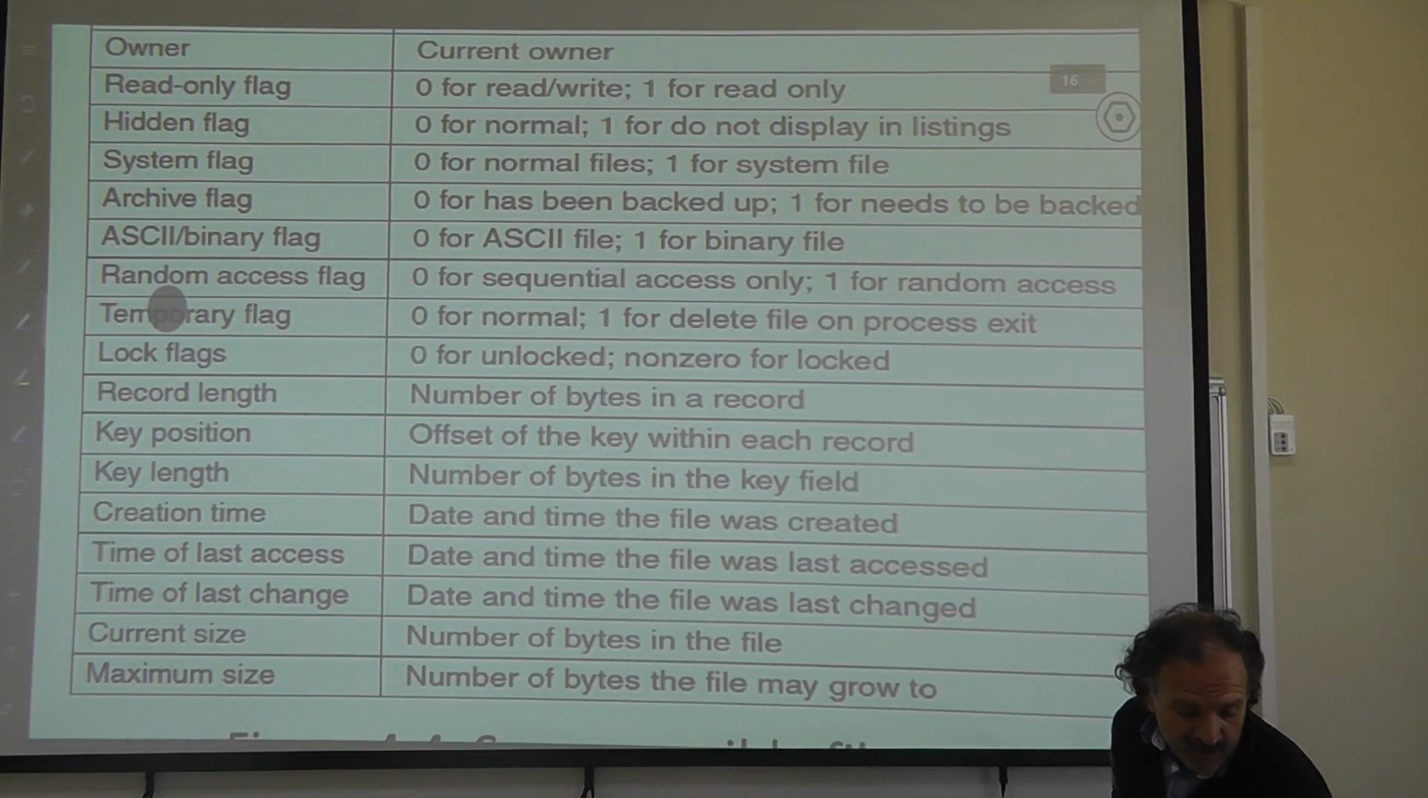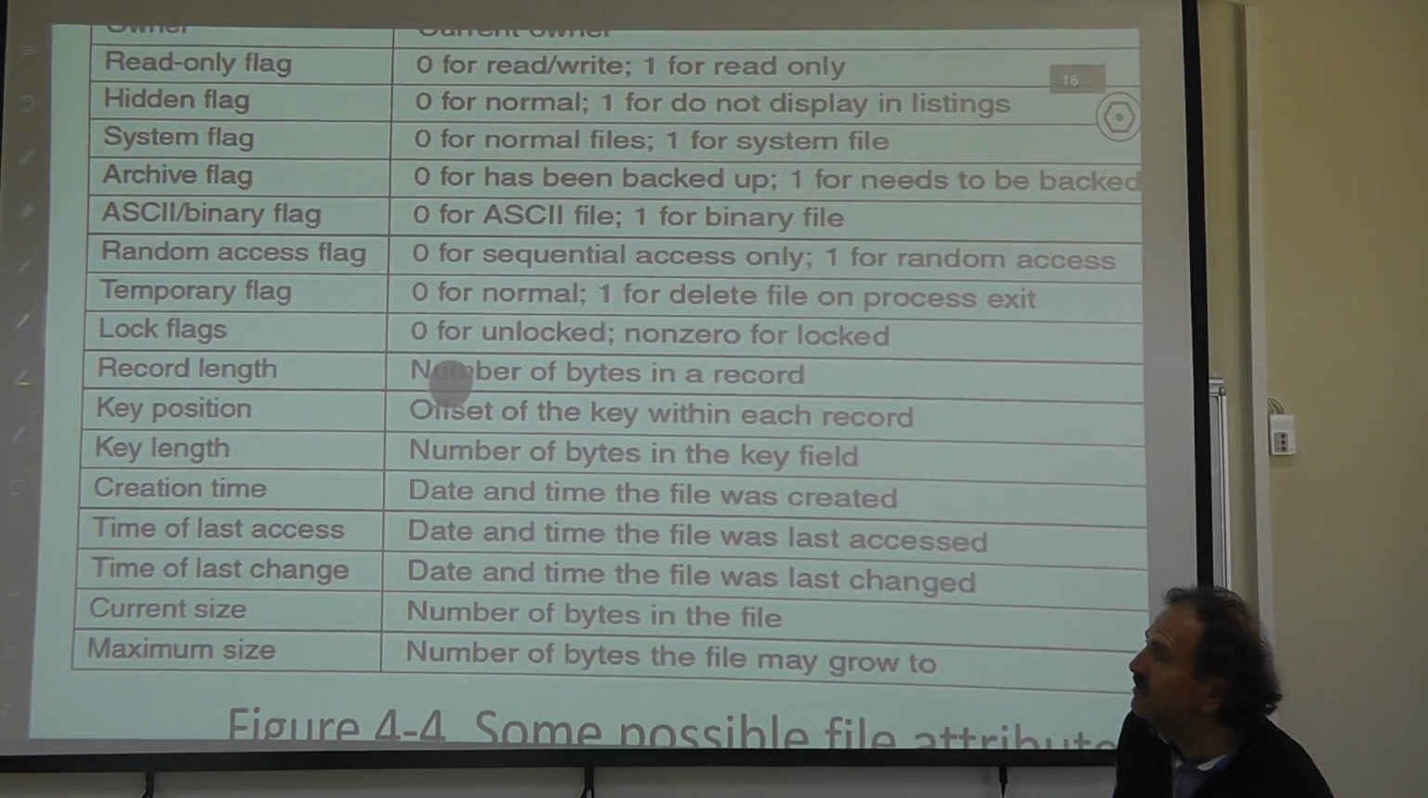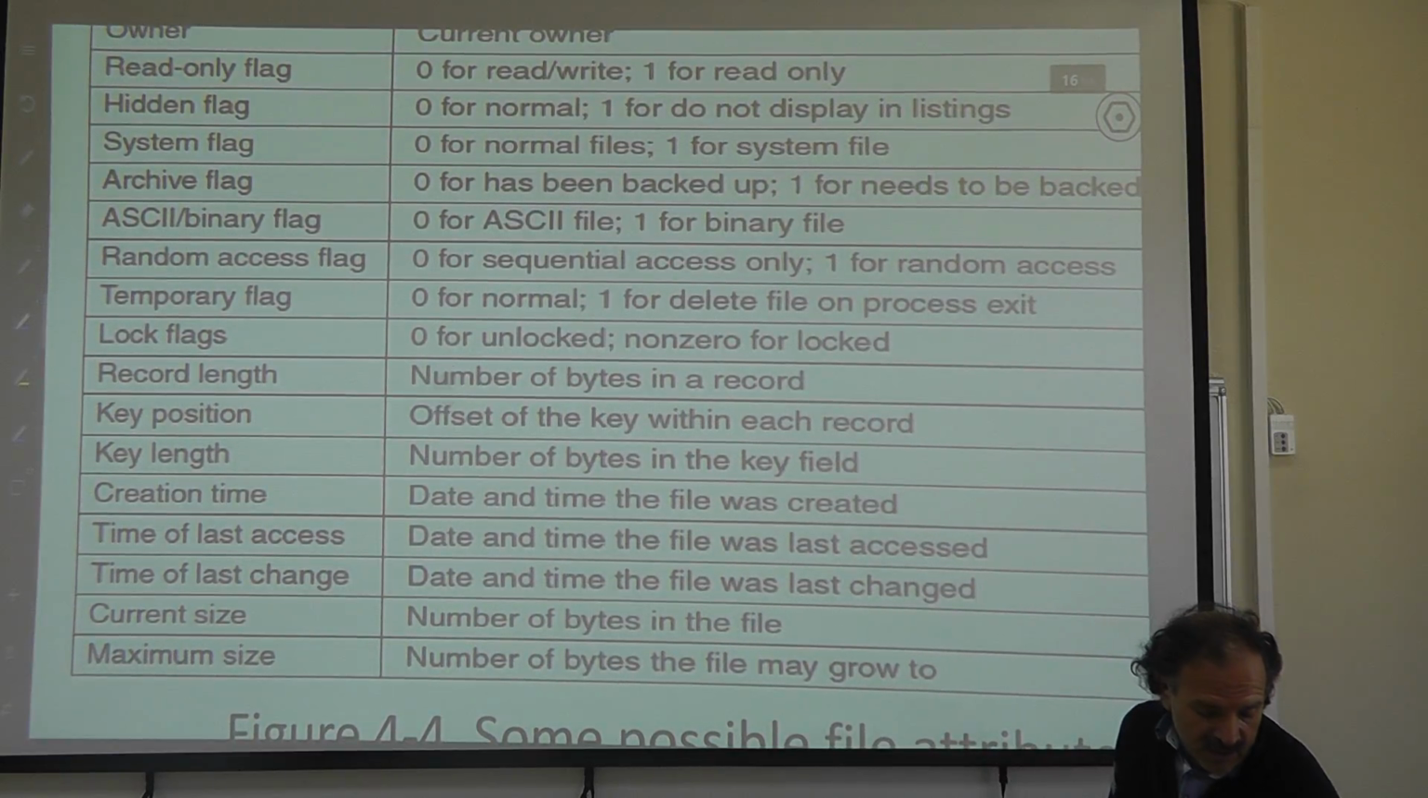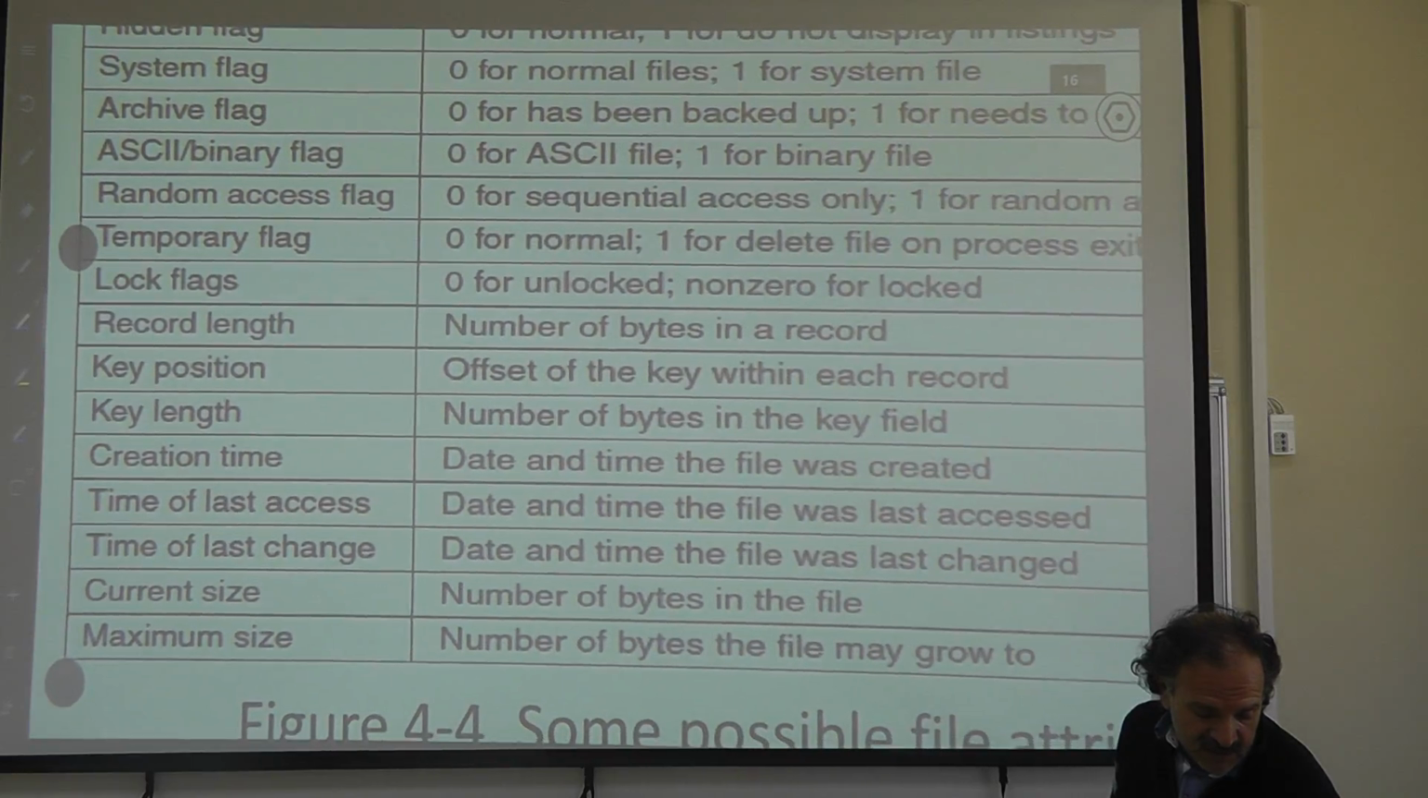The temporary flag is important. If it is one, that means some process has used it to do some temporary job. When that process finishes, you need to delete this file. Locks flag: whether it's a locked file or not. This flag could be used for synchronization between processes. And the record length, the number of bytes in a record, if it's a record-based file. We don't have this in the Unix environment.